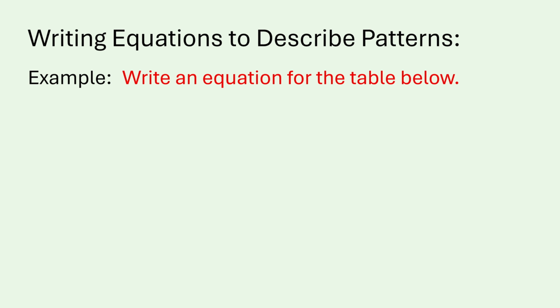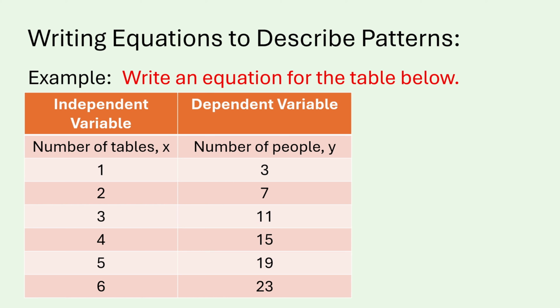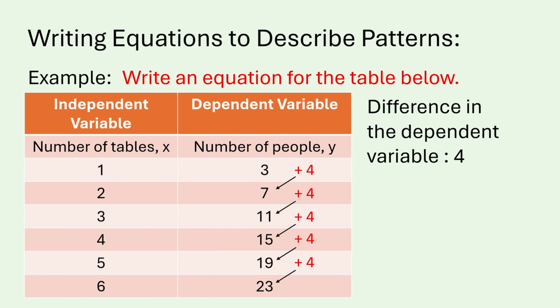Next example. Write an equation for the table below. Let's look at the table. Starting at 3. Adding 4 gives 7. Adding 4 again gives 11. We can keep following this pattern for the other values. That means the difference in the dependent variable is always 4.